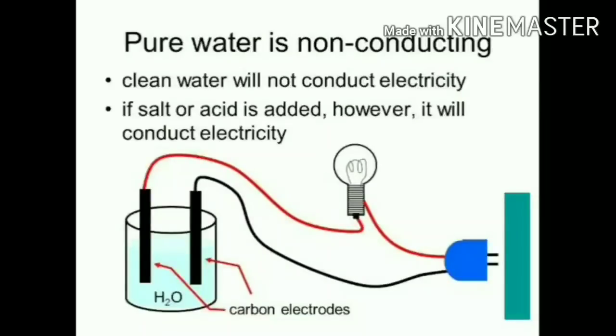If salt or acid is added to it, it will conduct electricity because the salt is an ionic compound which gets dissociated to cations and anions. Similarly, acids can also spontaneously dissociate to hydronium ions or H plus ions in the presence of water. Therefore, distilled water cannot conduct electricity since it is purified, whereas tap water or rainwater can easily conduct electricity due to the presence of mineral salts dissolved in it.